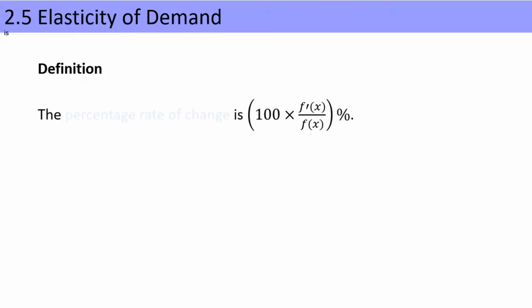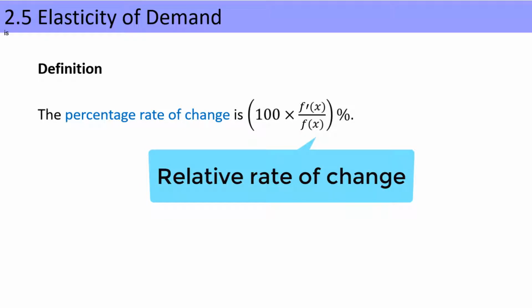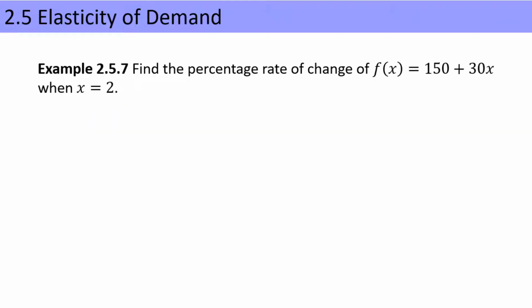Definition. The percentage rate of change is the quantity 100 times the derivative f prime of x divided by f of x, with the percentage notation annexed. Example 2.5.7. Find the percentage rate of change of f of x equals 150 plus 30x when x equals 2.